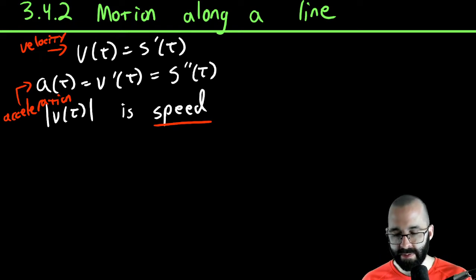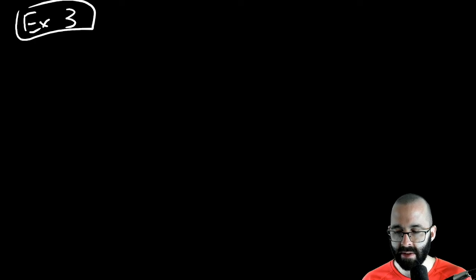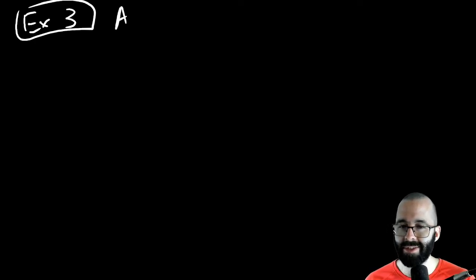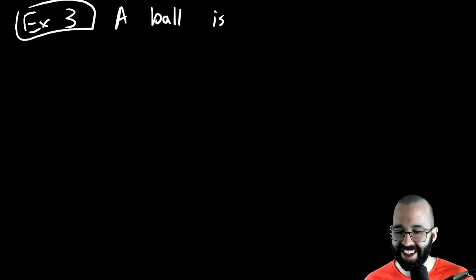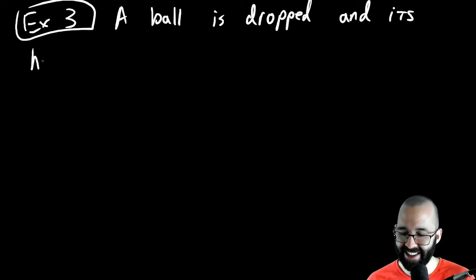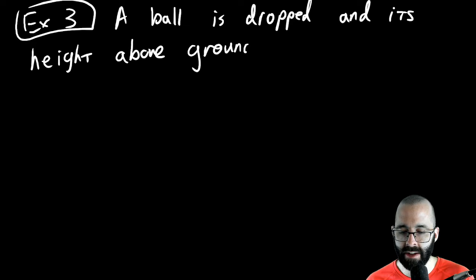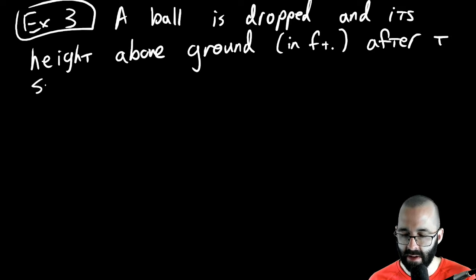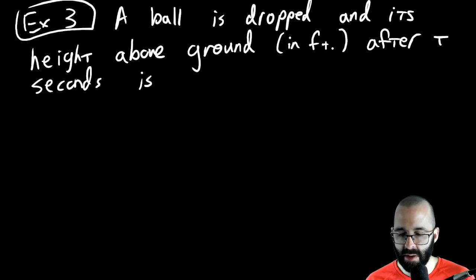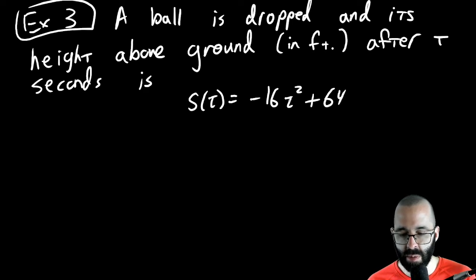So we're going to start with an example. Let's call it example 3. We're dropping the ball, which hopefully is not very familiar to you, but maybe it is. A ball is dropped, and its height above ground, and we're going to be talking about feet here, after t seconds is approximated by this function. S of t equals negative 16 t squared plus 64.